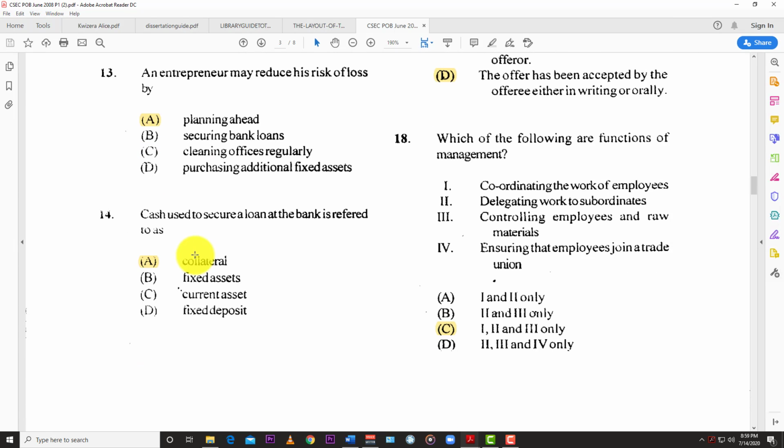Number 14, cash used to secure a loan at the bank is referred to as, and the answer here is A, collateral. You have B, fixed assets, current assets, fixed deposits. Now, most of these can be used as collateral. Fixed assets can be used as collateral. Fixed deposit can be used as collateral. So all of them still come under collateral or securities or whatever. So the best answer here would be A, the collateral.